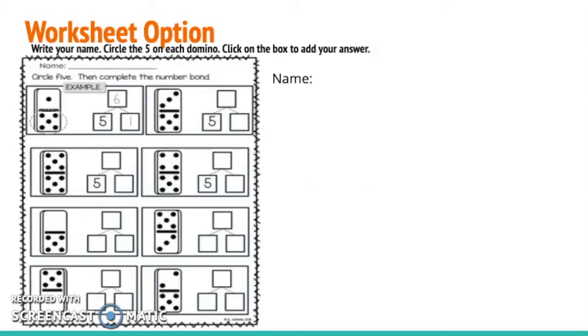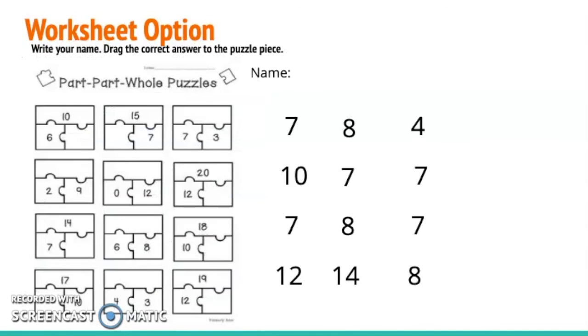In this next worksheet option, you will write your name, and then on each domino there is 5. So you will circle the 5 on the domino, and then you will click on each box to add your answer to fill in the number bond. And on this last worksheet option, once again, you will write your name, and then you will click on the numbers on the right-hand side and drag them to the correct answer on the puzzle piece.